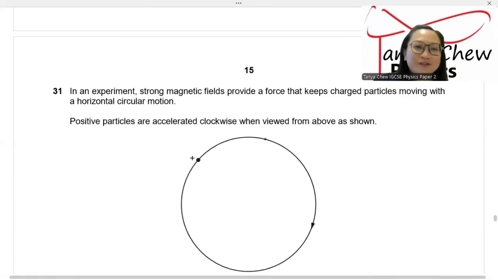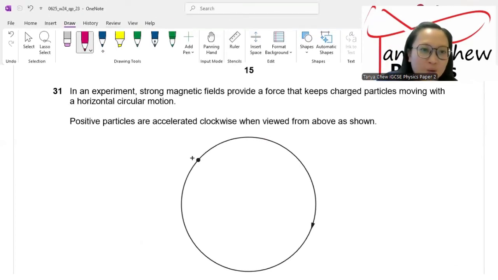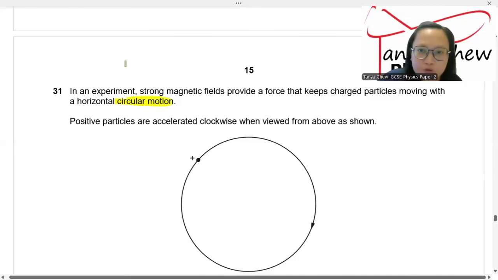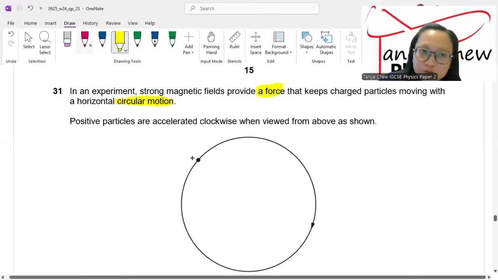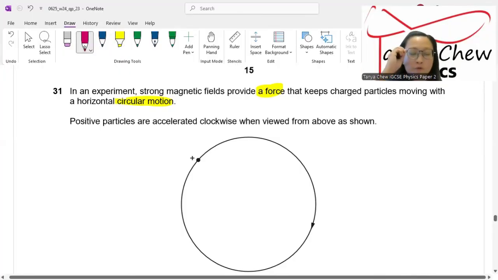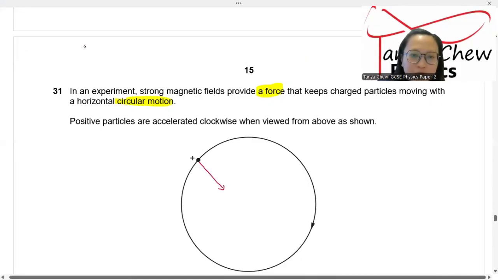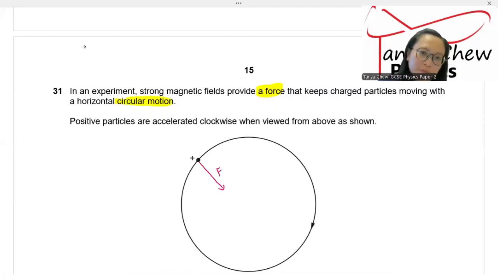Now, when you see this word, circular motion, and there is a strong force, they mentioned the force. When you see the force that keeps the object moving in a circular motion, you have to bear in mind the force is called centripetal force. This is the direction of the force. Since this is a positive charged particle, it will follow the direction, in this case, the direction is here. This is the direction of the current.